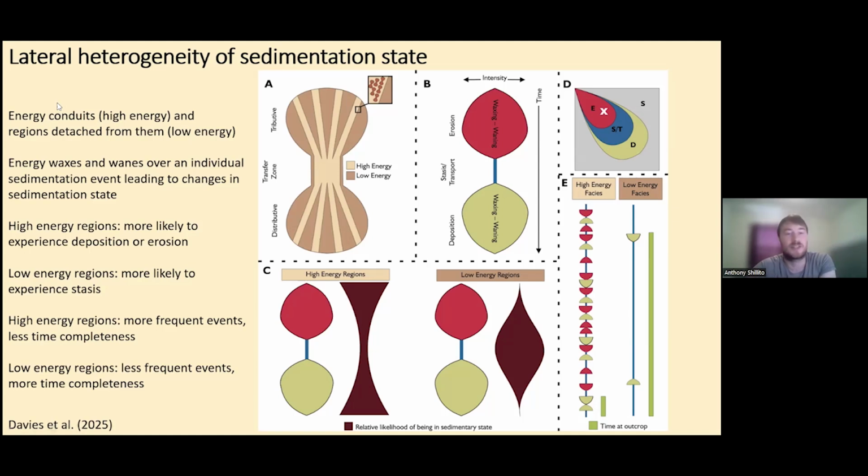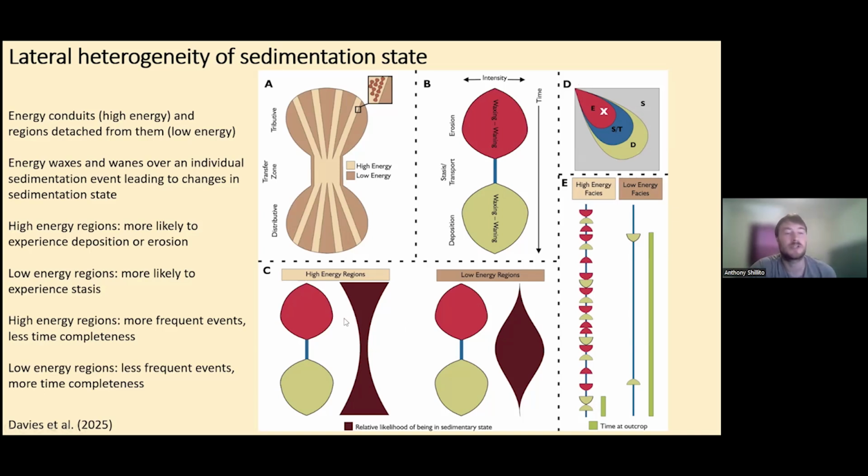And in any sedimentation event, energy is going to wax and wane within a system at any given point, and that will lead to changes in the sedimentation state from deposition, stasis, and erosion. And that relates to this plot where we essentially have a waning flow that will erode the area closest to a point source. As we get further from the point source, as energy dissipates, we see stasis, and then deposition furthest away, as the energy drops to the point where we're then depositing all of the sediment.